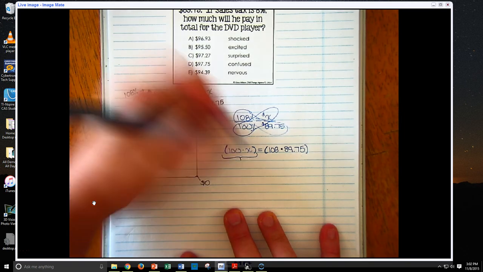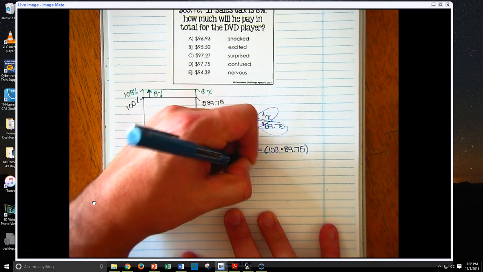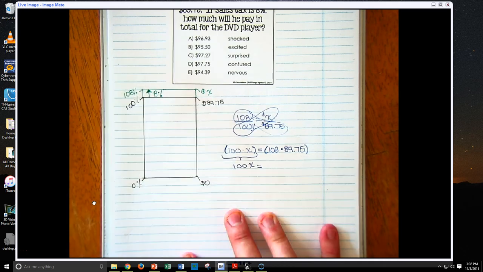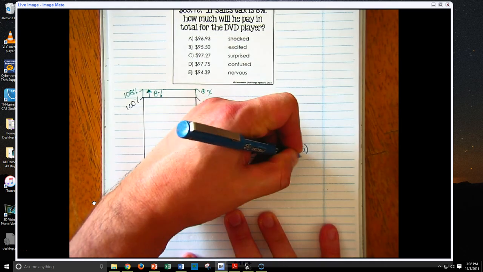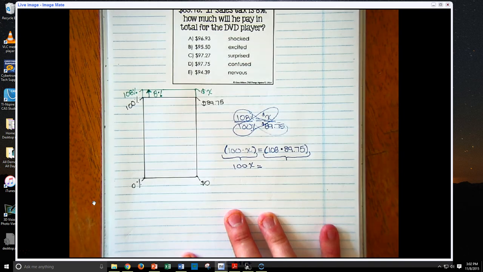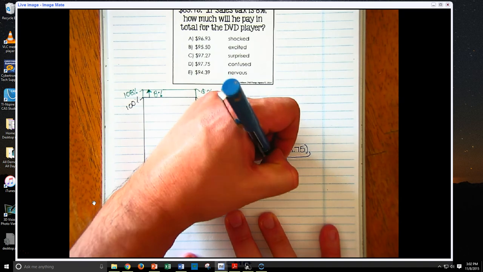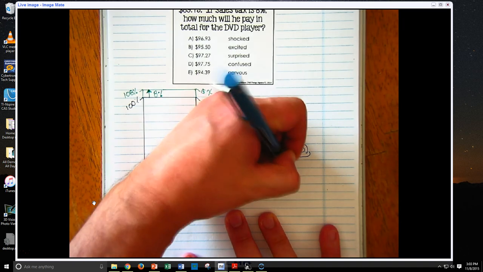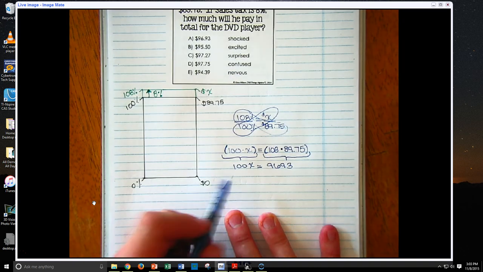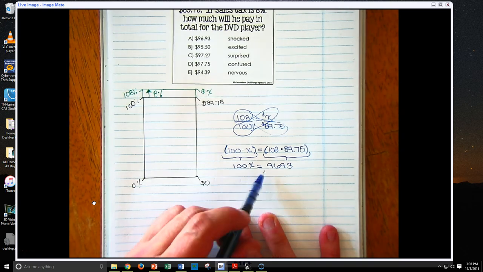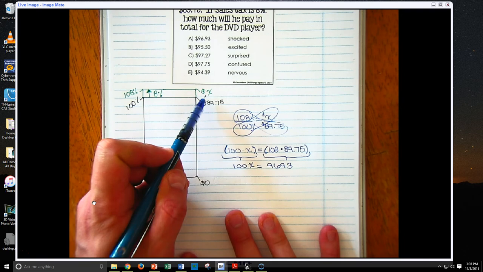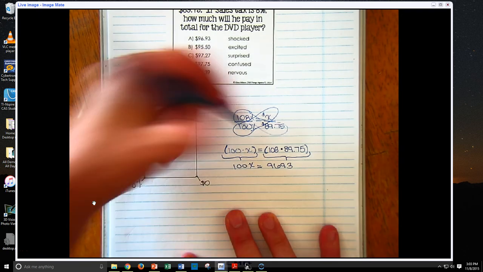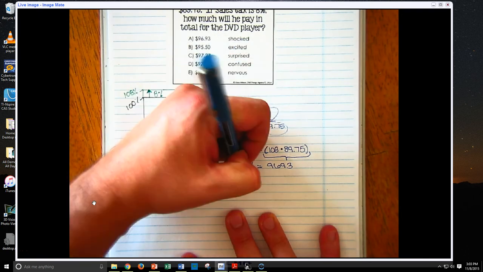100 times x is 100x. I don't know what x is, so I can't go any further with that part, but I can do the 108 times 89.75. I did do this math in advance, and I get 9,693. Now, I know that 100 x's, or 100 times x, equals 9,693, but I want to know just what a single x equals. So I will divide both sides of my equation by 100.